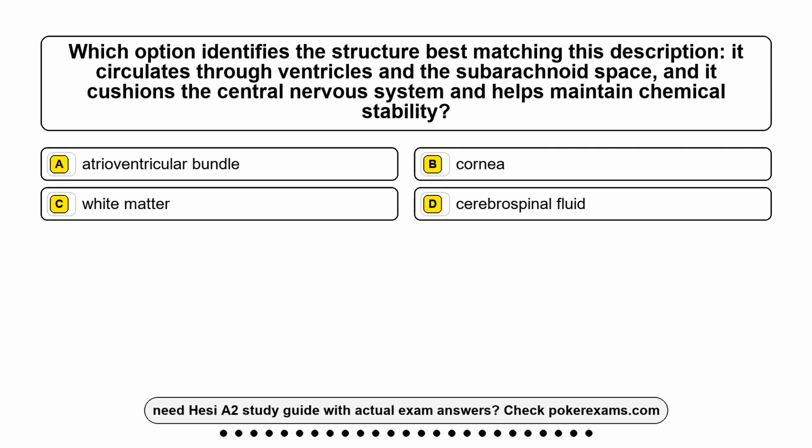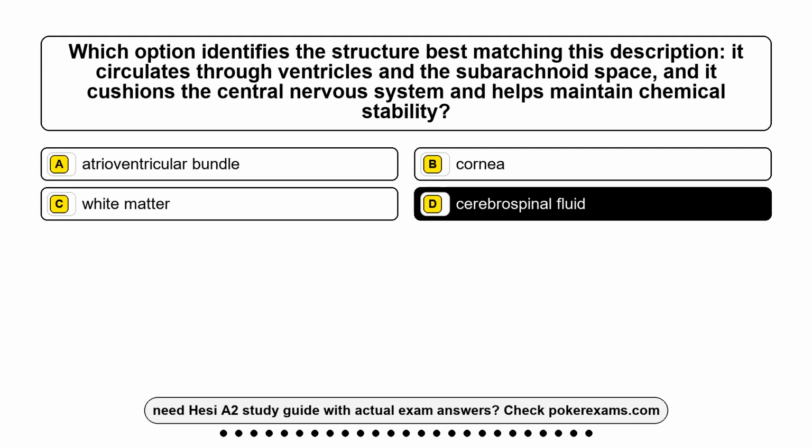Question 25. Which option identifies the structure best matching this description? It circulates through ventricles and the subarachnoid space, and it cushions the central nervous system and helps maintain chemical stability. Option A, atrioventricular bundle. Option B, cornea. Option C, white matter. Option D, cerebrospinal fluid. The correct answer is option D, cerebrospinal fluid.